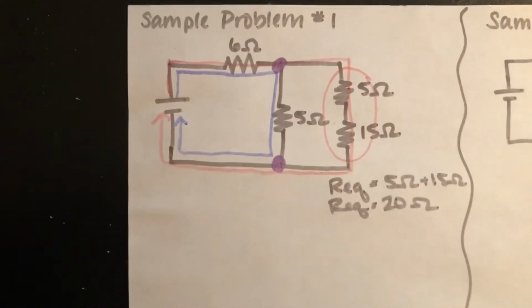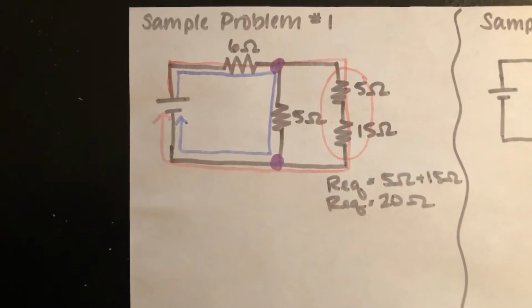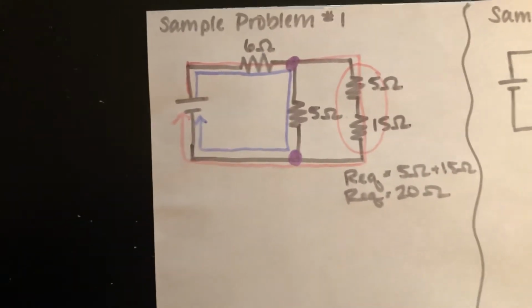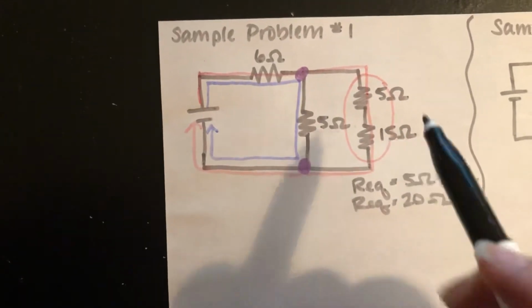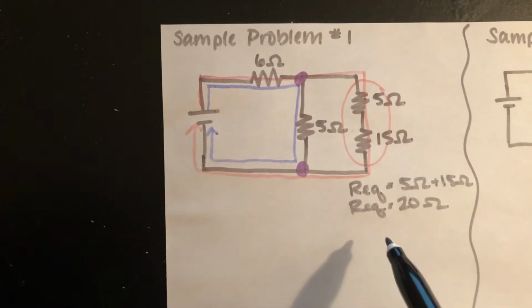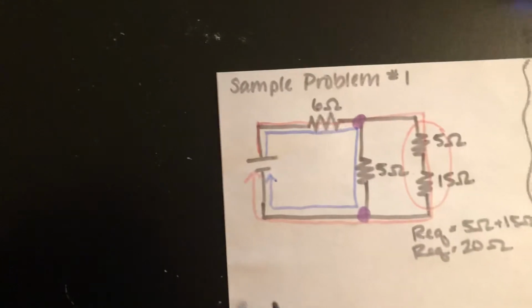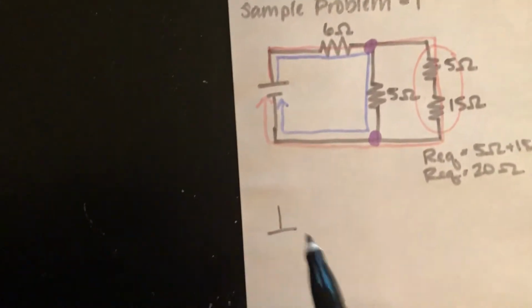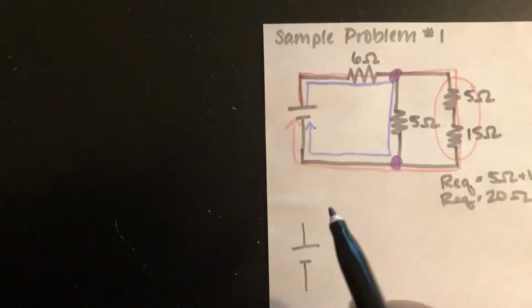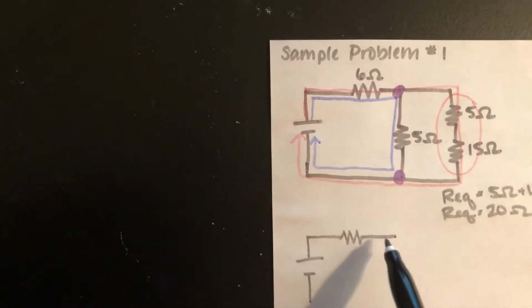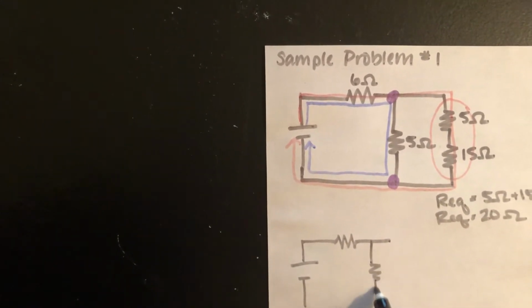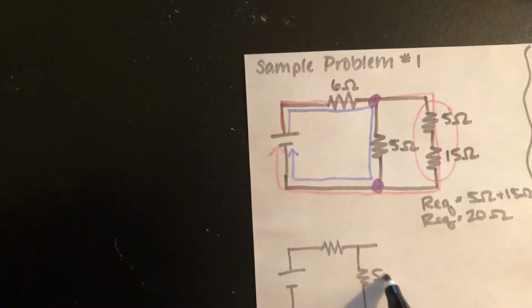So now that I've done that, and this is a really key thing, and please do not get lazy on me here, I'm going to redraw this circuit, replacing those 2 resistors with the equivalent resistor that I just calculated. So I'm going to redraw the whole thing. Okay, my 6 ohm resistor hasn't changed, so I'm going to leave that alone. My 5 ohm resistor hasn't changed, so I'm going to leave that one alone.